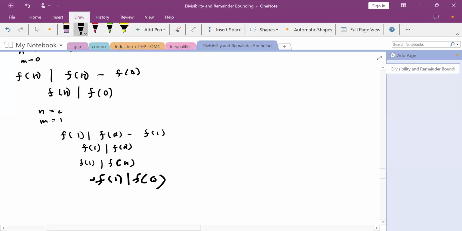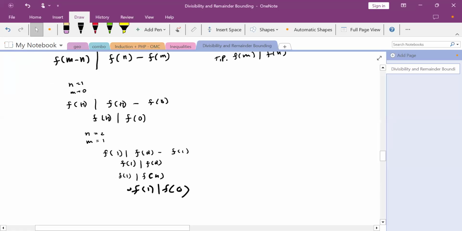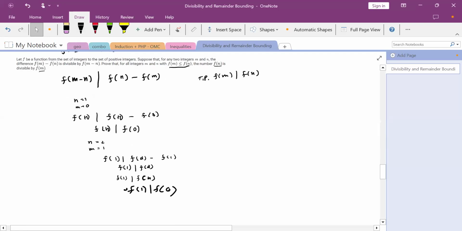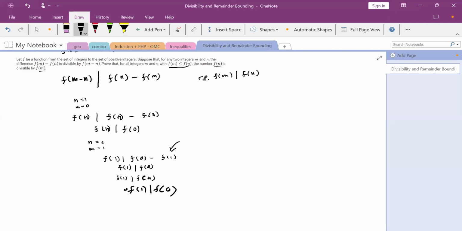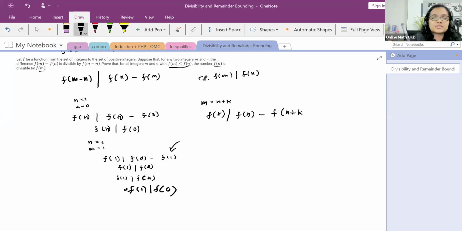I don't know if this is correct, but I'm getting that f of n divides f of kn for some k, where k can take any integer value. That's probably the same induction as this, but you're replacing 1 by n. Can't we take m as n plus k and get something like that? That's essentially the same thing.